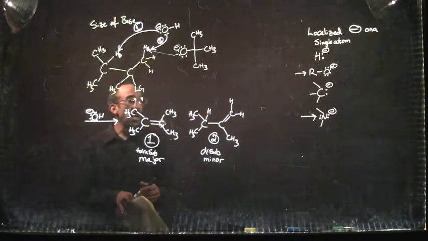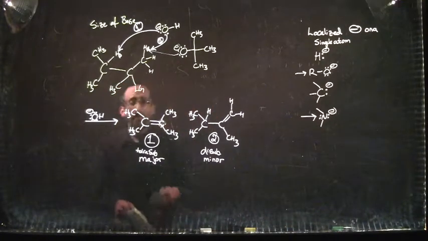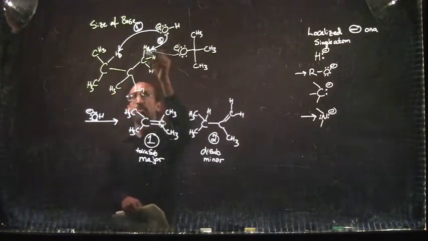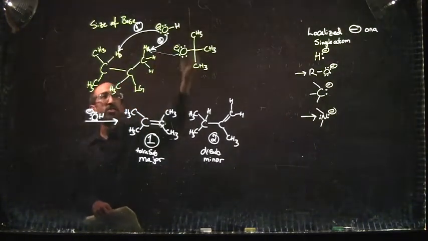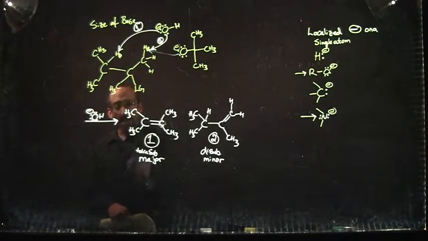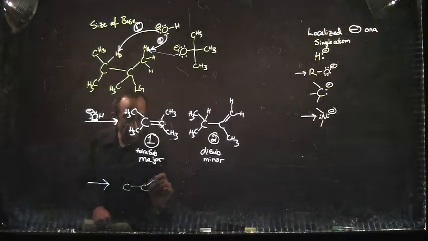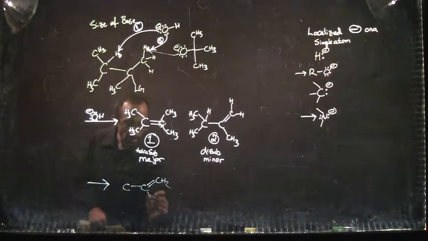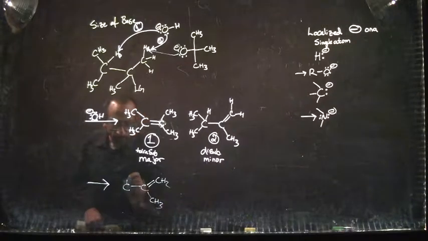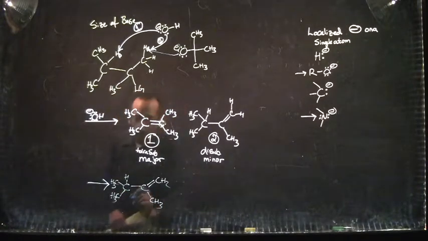Now, looking at what the result would be using my bulky base, tert-butoxide, it can only really reach one of these protons. It's too sterically hindered to get after the internal beta hydrogen, right? And so using tert-butoxide, our disubstituted alkene has now become our major product.